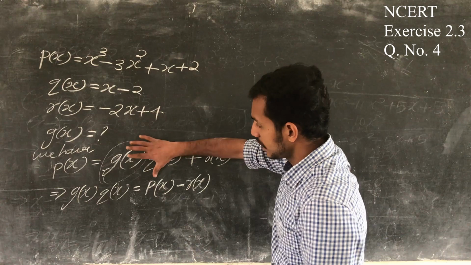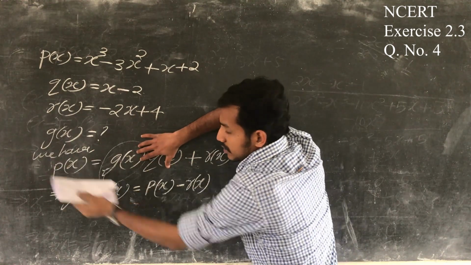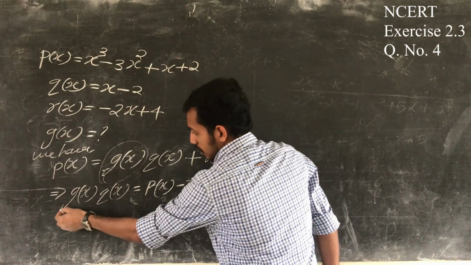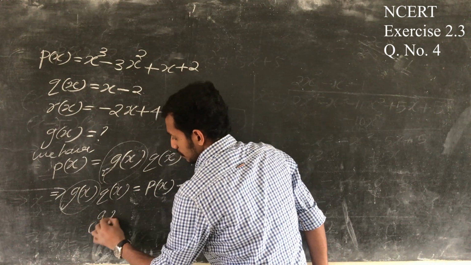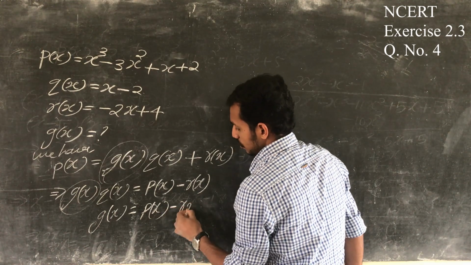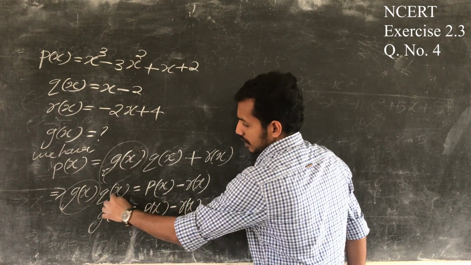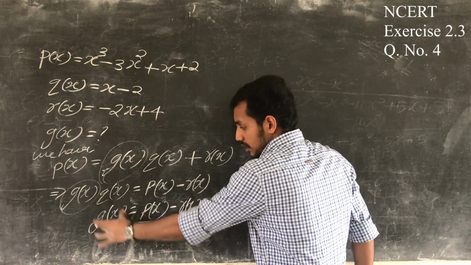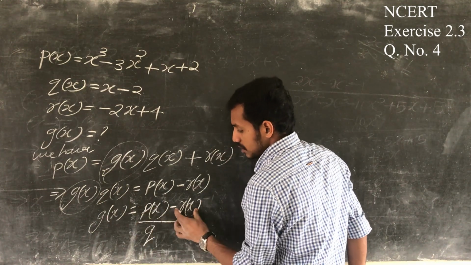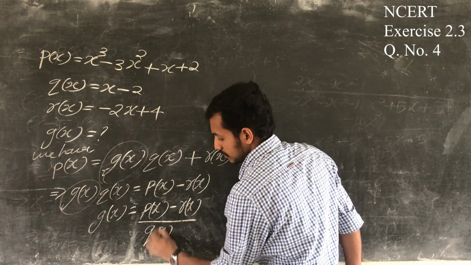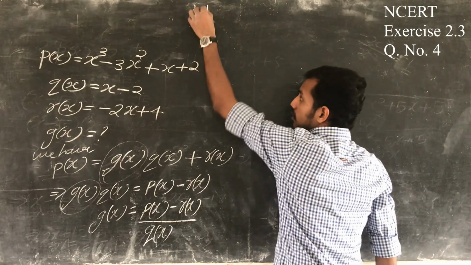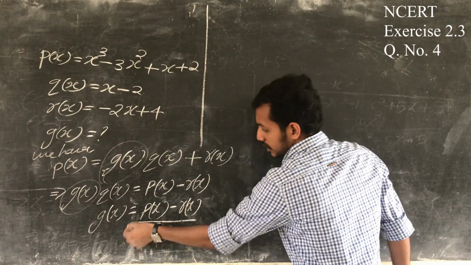Okay, this we are keeping as it is, then r of x take it to right side, it will be minus. Okay. Then g of x is equal to p of x minus r of x divided by q of x. Q of x take it to right side, it will be divided. So g of x is p of x minus r of x divided by q of x. Now, just substitute the values in this expression.